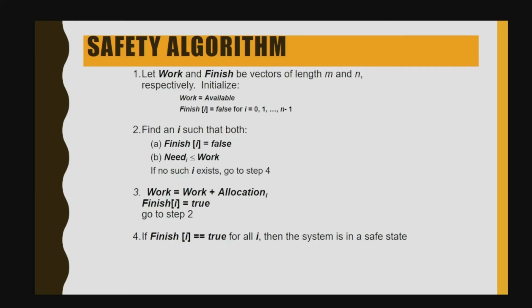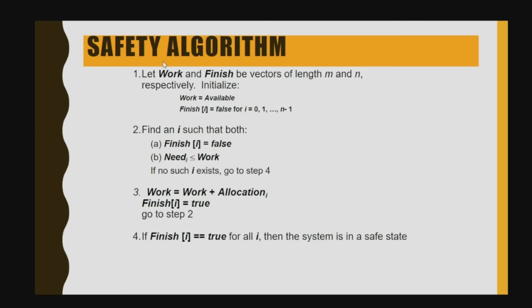So we have the safety algorithm here. Work and finish are vectors of length m and n respectively. So under the safety algorithm, we have work, available, and finish. You can go further, but this is not covered in the topic. You focus on the banker's algorithm and the graph allocation. But we can go through it.